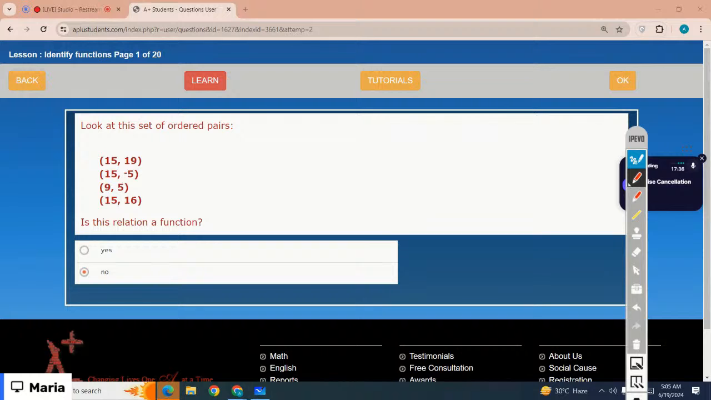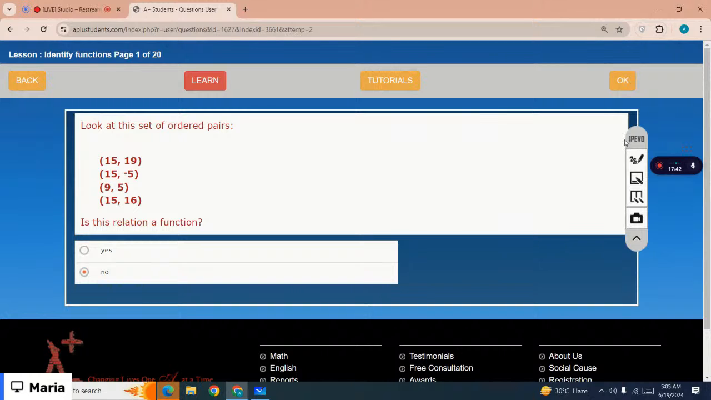That is not possible. So the correct option is no. This is not a function. Got it?